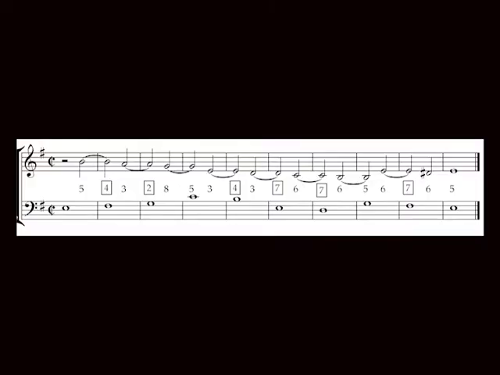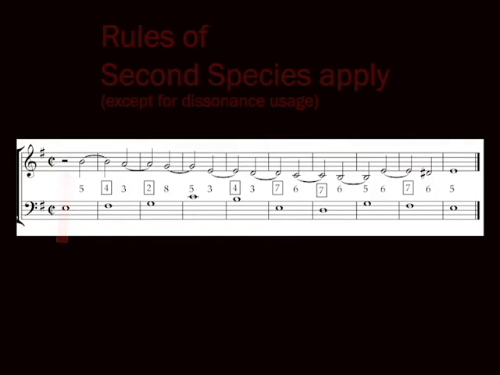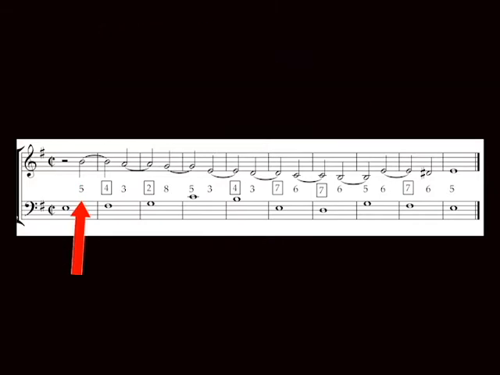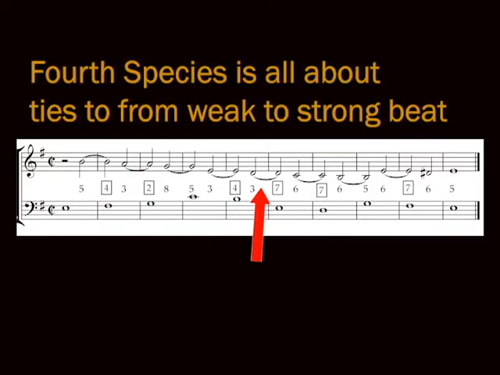Here's an example of a fourth species exercise. Just like second species, we begin with a half rest and the interval of either a fifth or an octave. But this is different than second species. Notice how each second note of the measure is tied over to the strong beat or the first note of the subsequent measure. And this takes place throughout the exercise.